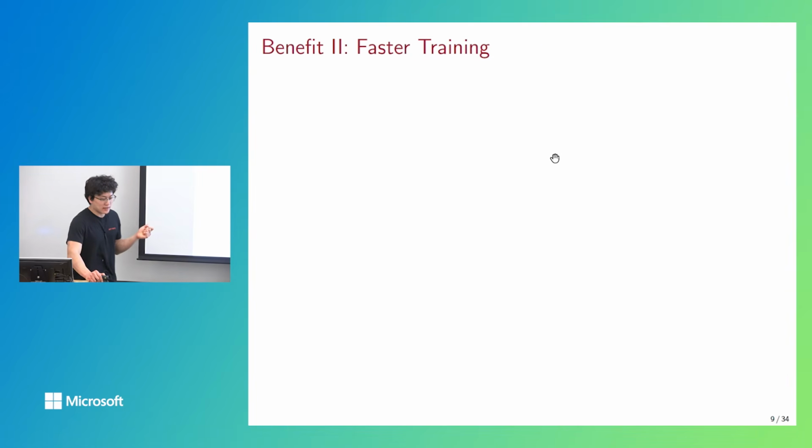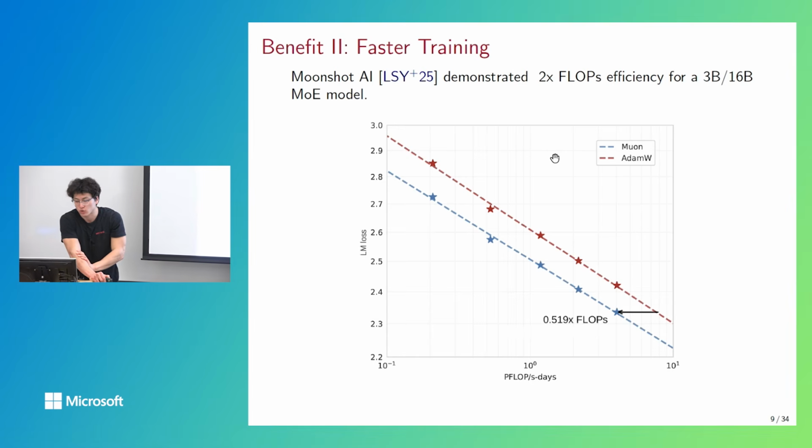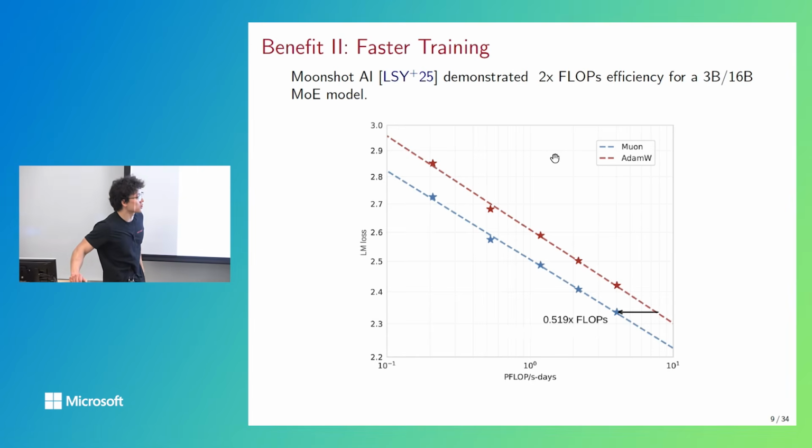But another benefit that's somewhat surprising, because it's not really part of the theoretical motivation, is that the optimizer gives you very fast training, faster than AdamW. Here I'm showing the result from Moonshot AI, which demonstrated twice the FLOPs efficiency compared to AdamW for training this 16 billion total parameter MoE model.